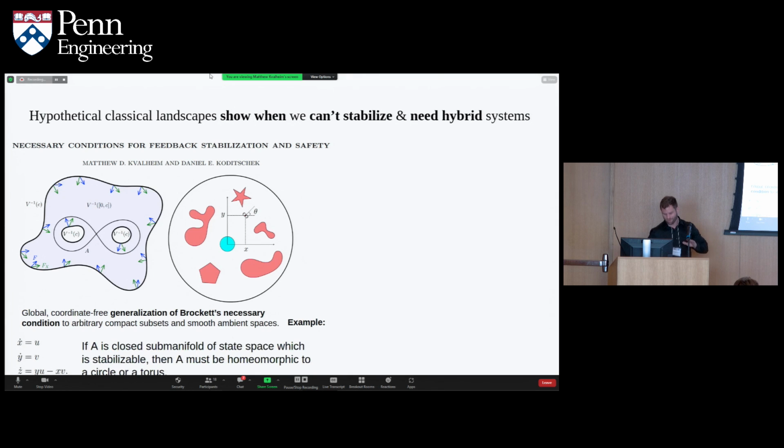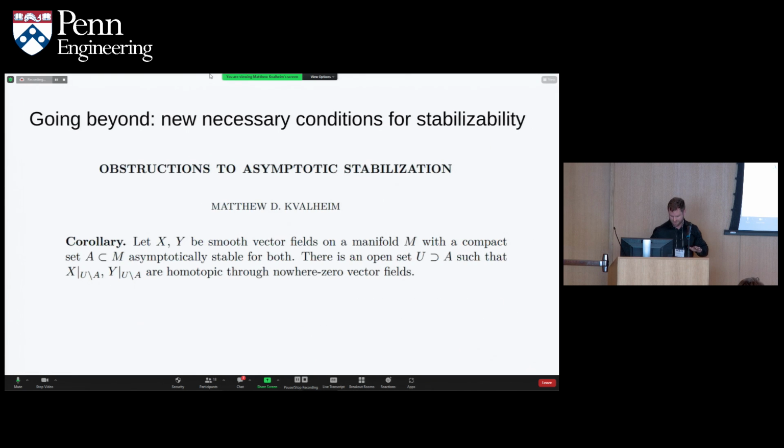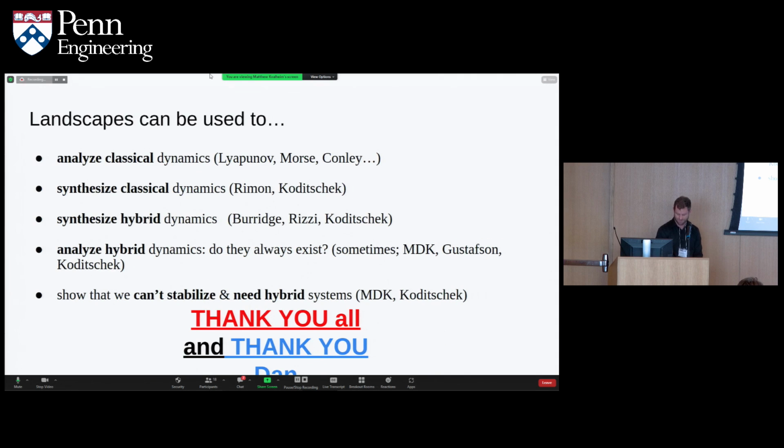So we showed that you could not make the systems operate safely or stabilize by studying landscapes. Skipping some details there, the thing I'm working on now is a generalization of that, or I just finished rather, and that's it. So here are all the ways I know how you can use landscapes.